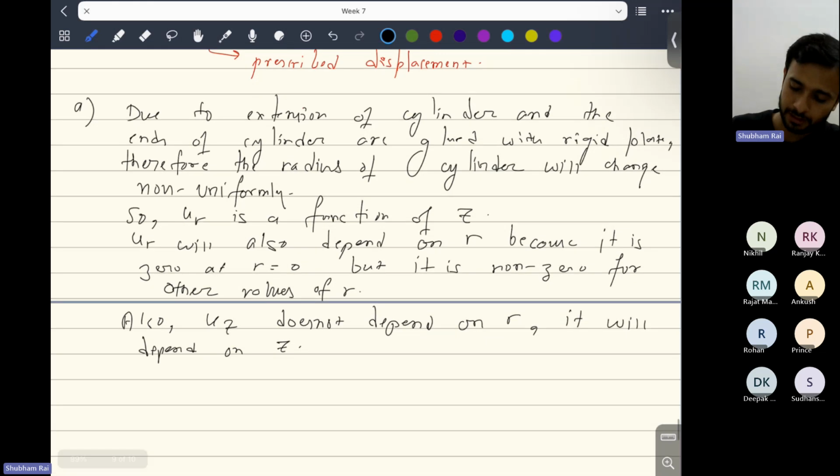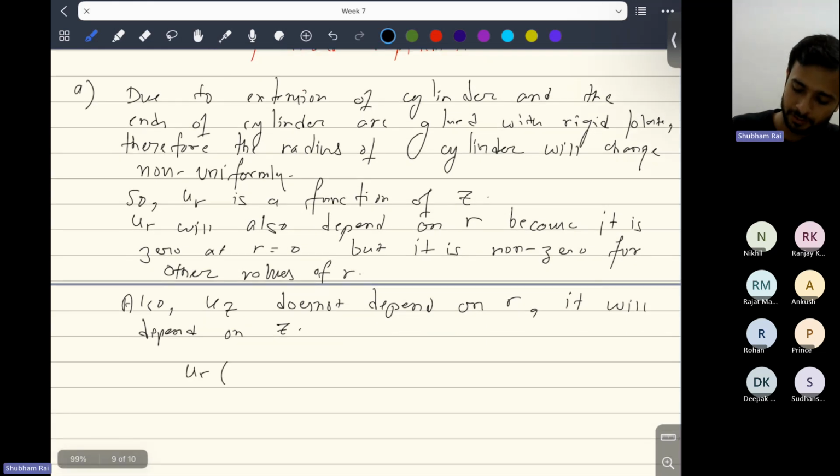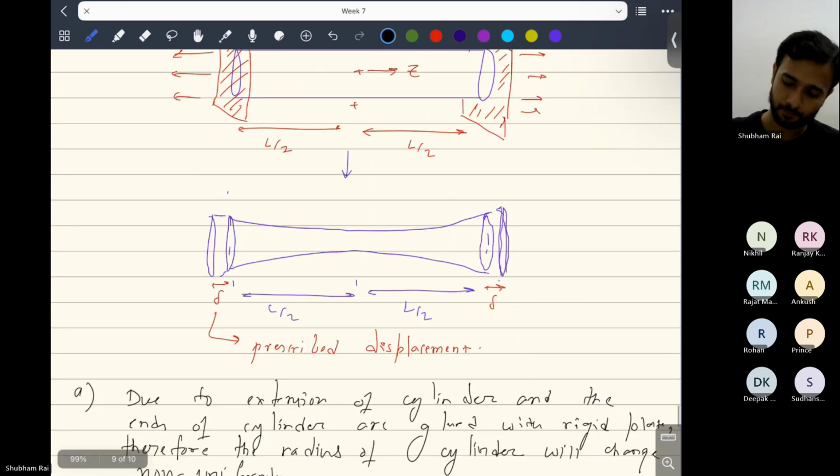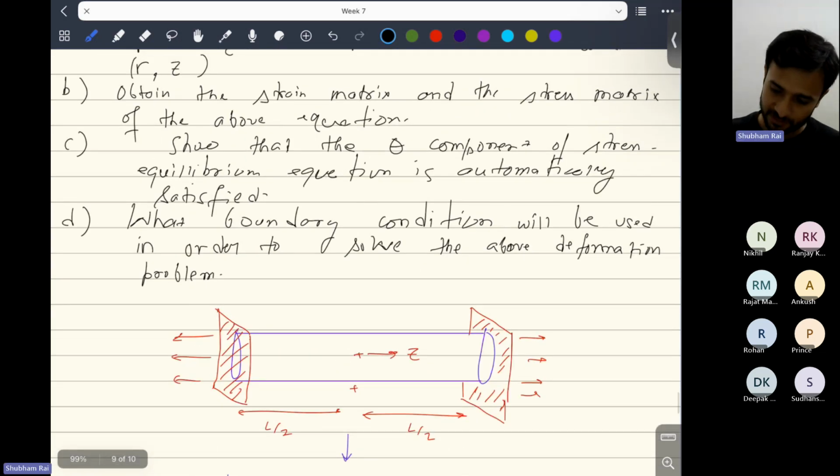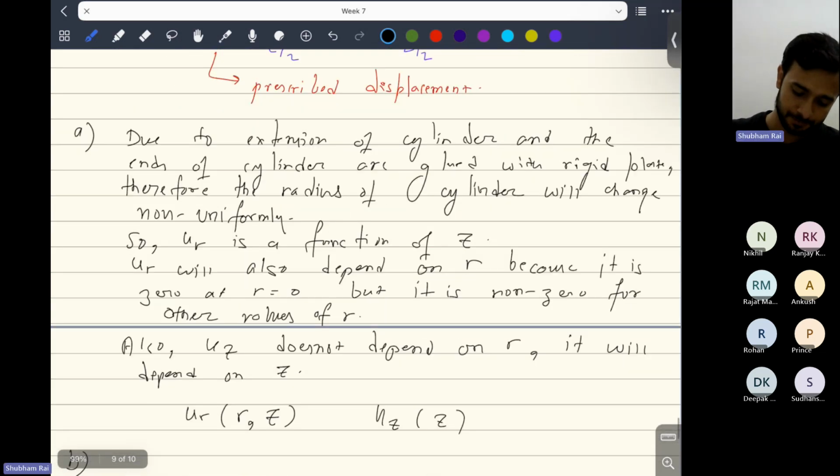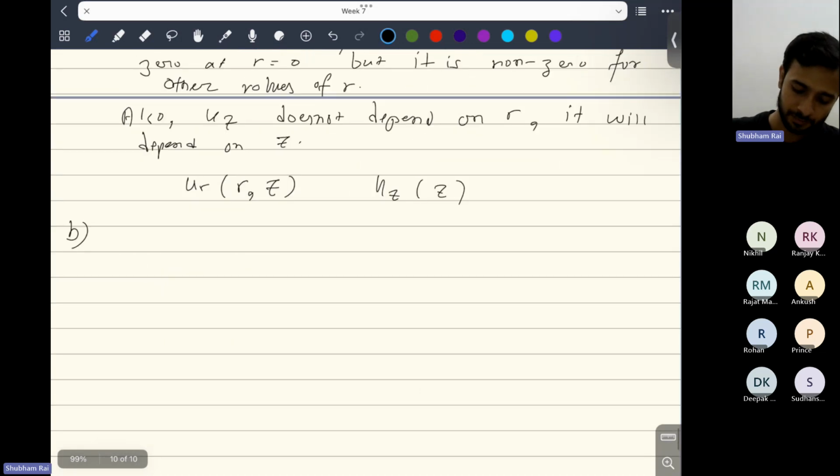From here, we can conclude that u_r is a function of r and z both, whereas u_z is only a function of z. So in part B, you have to find the strain matrix and stress matrix. So let me write the strain matrix.